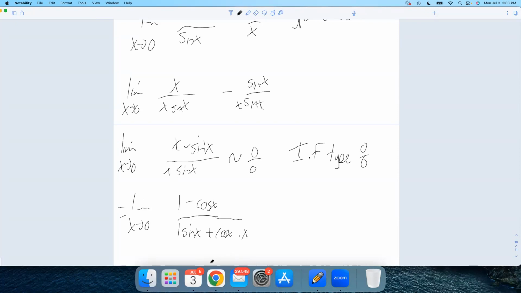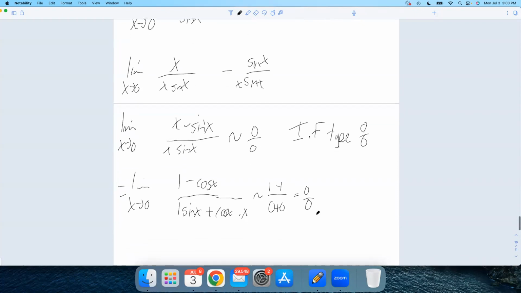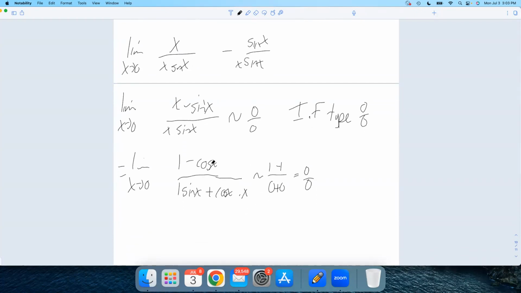And now we try again. Try plugging in 0 again. I'm going to get 1 minus 1. Cosine of 0 was 1, which is 0, of course. Sine of 0 is 0, and 1 times 0 was 0. I get type 0 over 0. That suggests to me, hey, let's try doing L'Hopital's again.